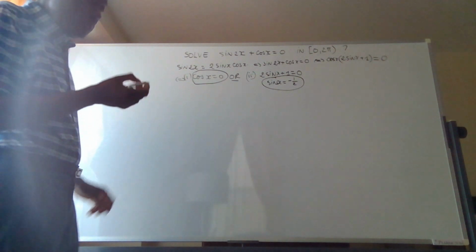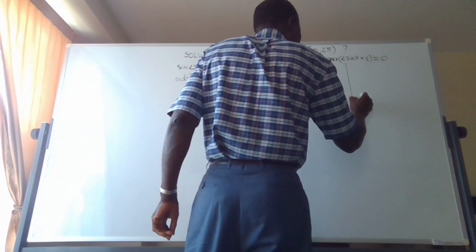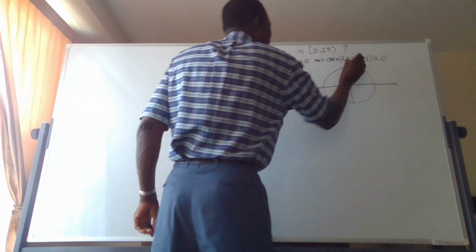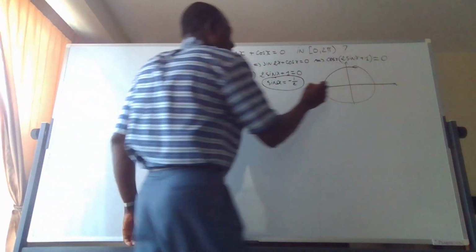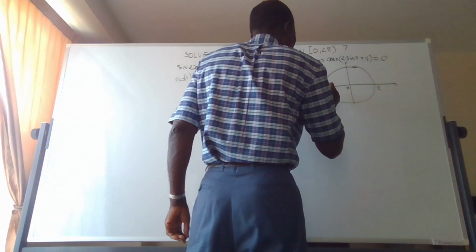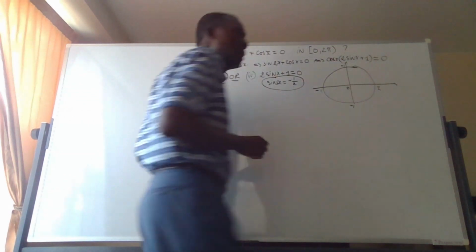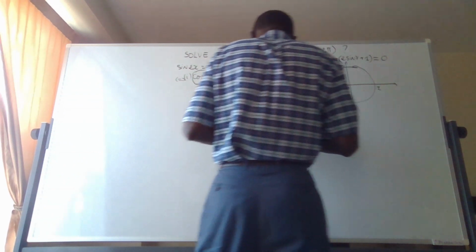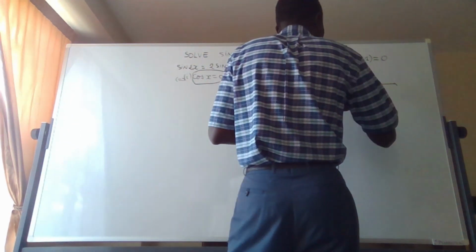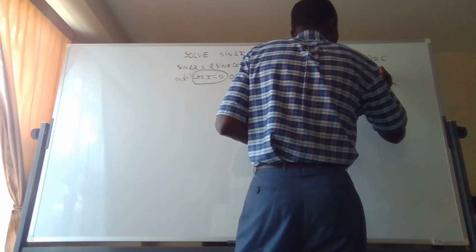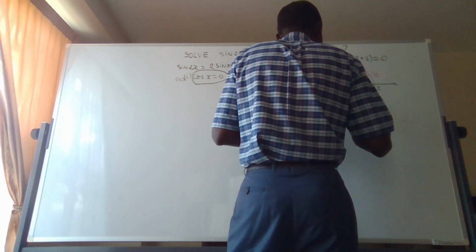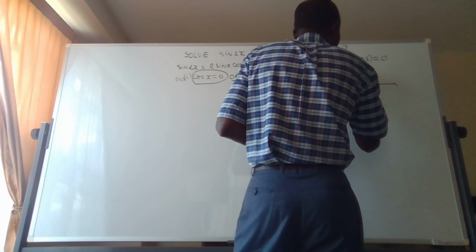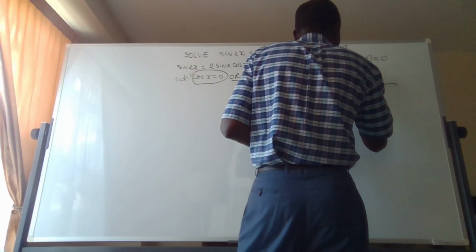Now, let's draw the trigonometric circle. Here you have 0, 1, minus 1. Let's take the angle pi over 6. For this angle, the cosine is square root of 3 over 2, and the sine equals 1/2.